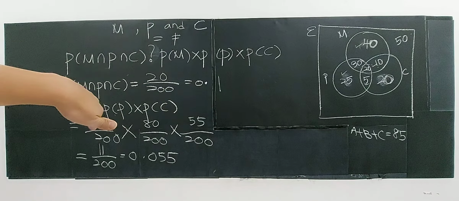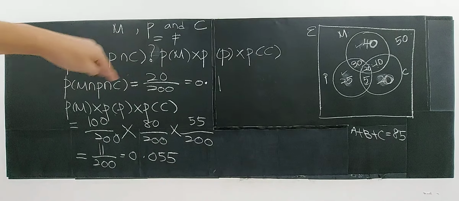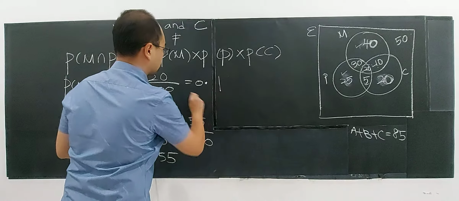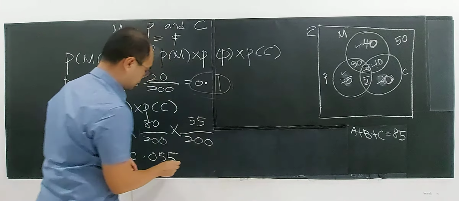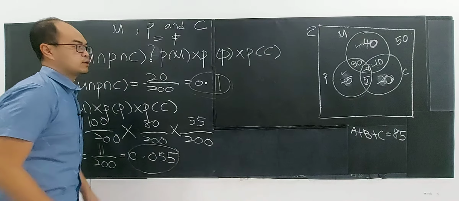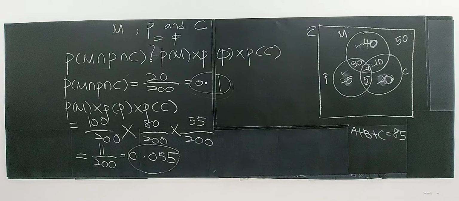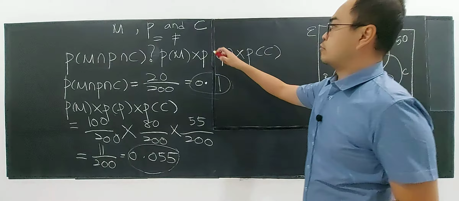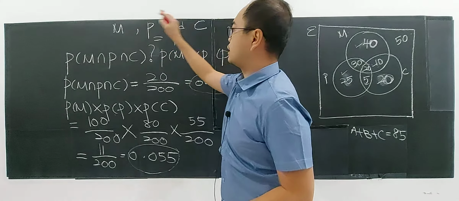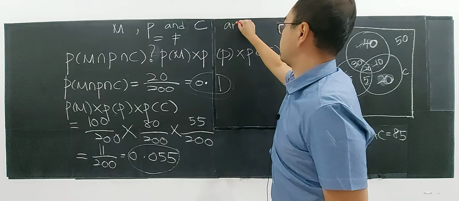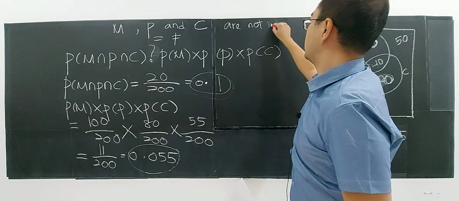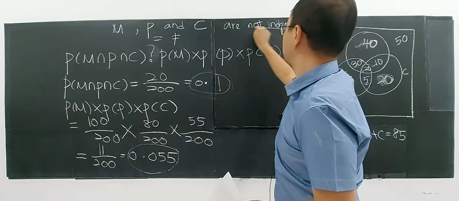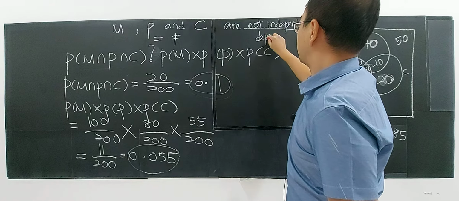The multiplication here is not the same as the probability of the intersection of the three events. This is 0.1, and this is 0.055. So what can you say about the three events here? They are not independent. Events M, P, and C are not independent. Another word, a synonym, is dependent.